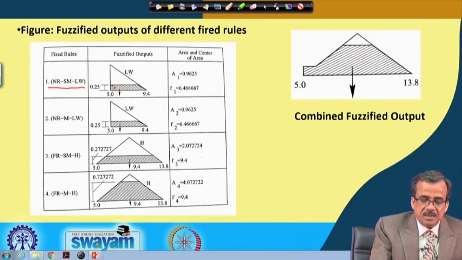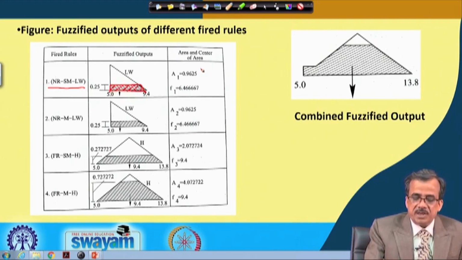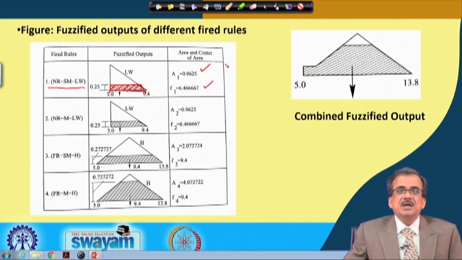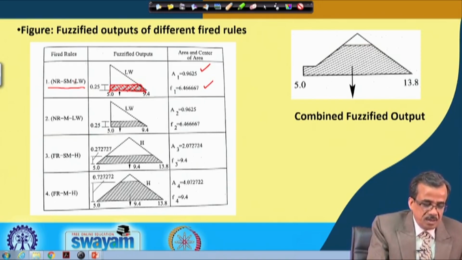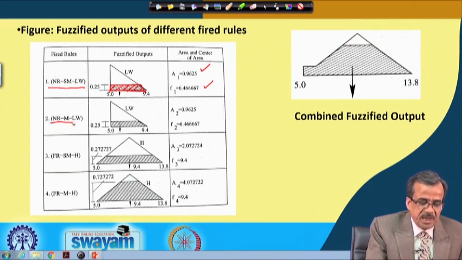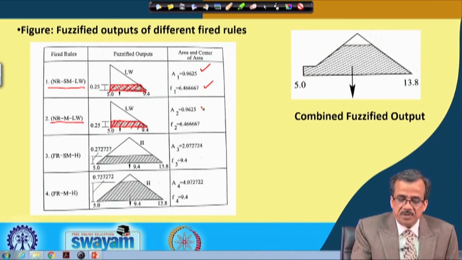So, I will be getting the fuzzified output, which is nothing but this shaded portion, and its corresponding area and center of area we can find out, and how to determine those things we have discussed in much more detail. The second fired rule: if I 1 is near and I 2 is M, then the output is low, and this particular area is nothing but the fuzzified output. I can find out the area, we can find out the center of area.